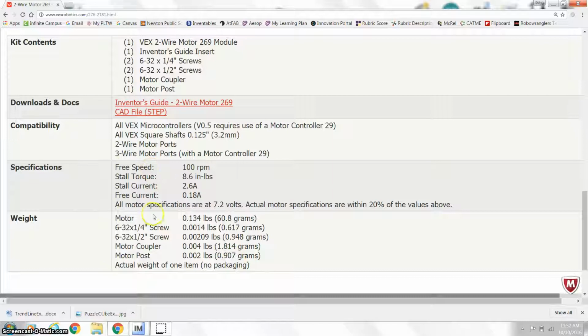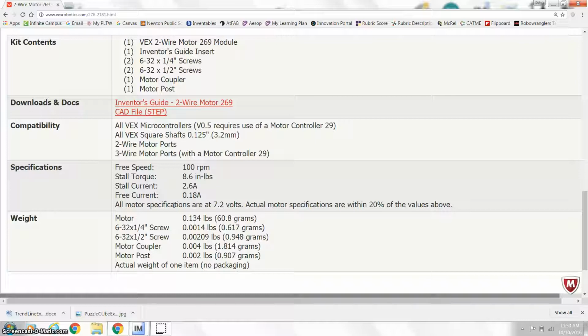If I look at the specifications for this motor, let's go ahead and write those down. This is a VEX 269. Its free speed is equal to 100 RPMs, which means that if there is no load attached to the motor, it would spin at 100 RPMs. So that's the theoretical free speed.